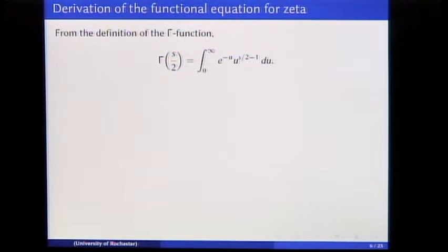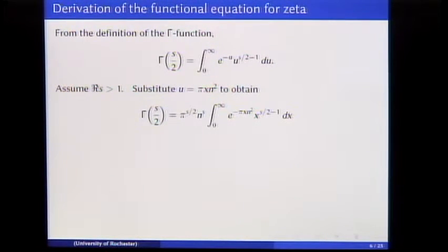Now how do we use this? We start with the definition of the gamma function at s over 2. This should be familiar to everybody. It looks like this. I'm going to take the real part of s to be bigger than 1, so you don't have any convergence problems. Then you let u be pi x n squared. Make that substitution, and you get this expression for gamma of s over 2. Now divide both sides by pi to the s over 2 n to the s, and you get this.